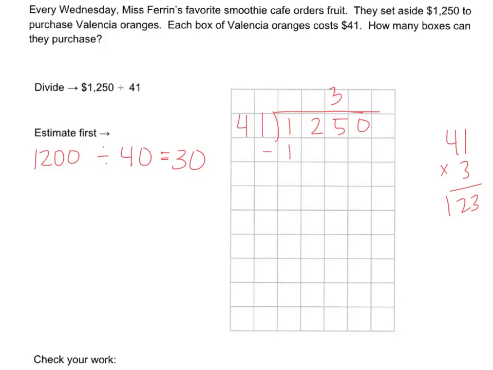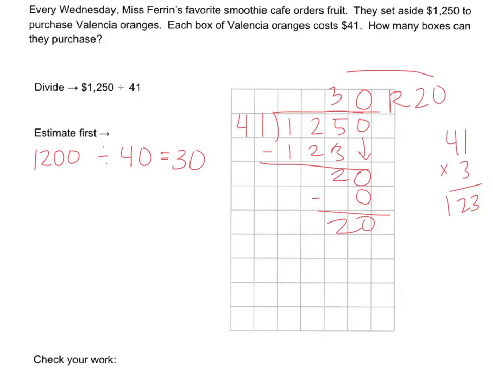And then subtract 123. And I get 2. I'm going to bring down 0. 41 will not divide into 20, so I'm going to put 0, subtract 0, and then I end up with 20 left over. So quotient-wise, I'm looking at 30, remainder 20.